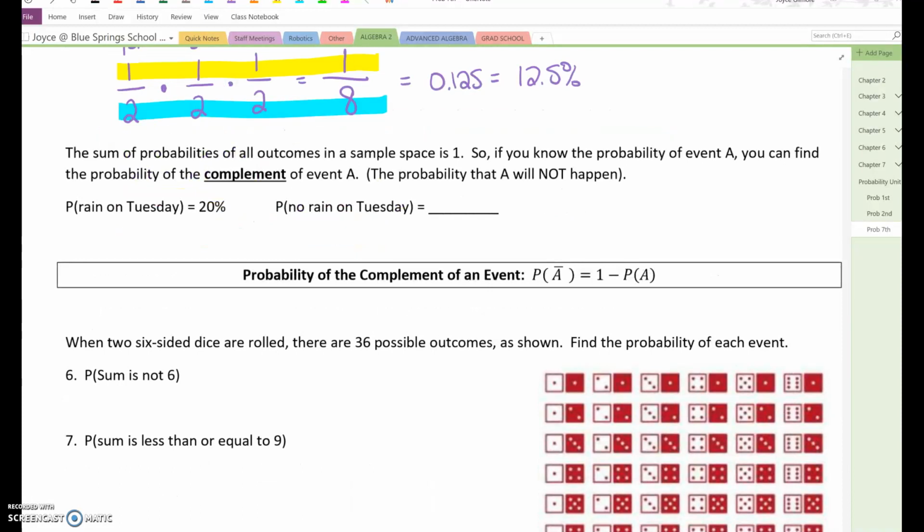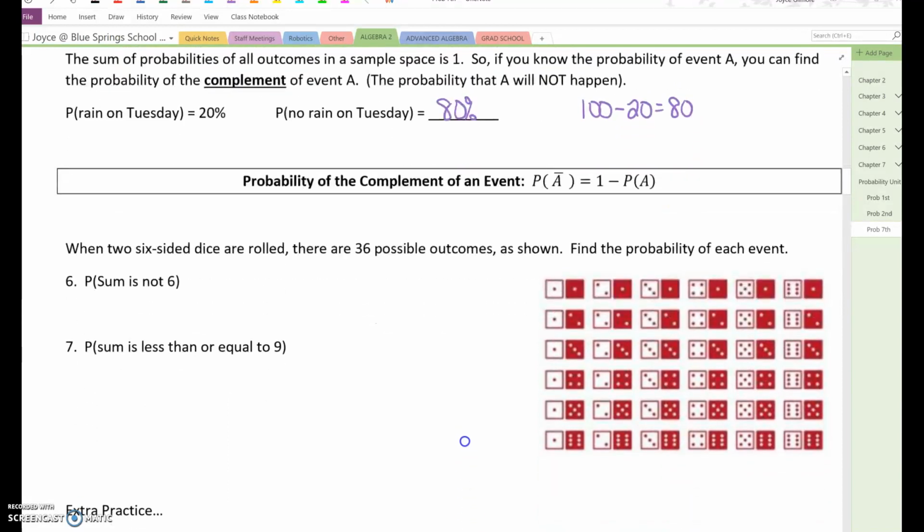Sometimes it's easier to count the things that you don't want. That's called the complement of an event. If I tell you that there is a 20% probability of rain on Tuesday, what's the probability that it's not going to rain on Tuesday? 80%. How did you get 80%? Subtraction. 100 minus 20 is 80. That is finding the complement.